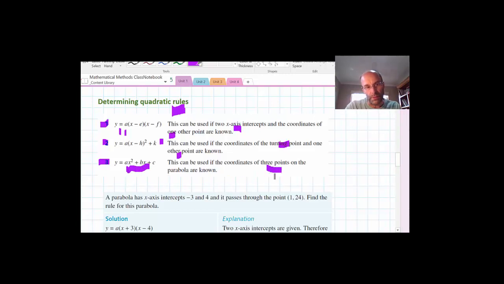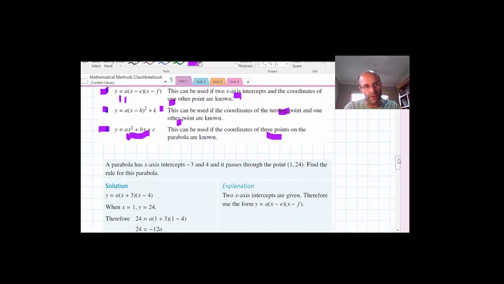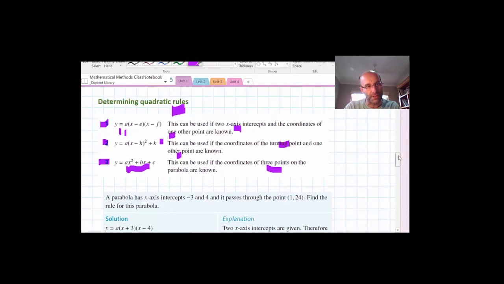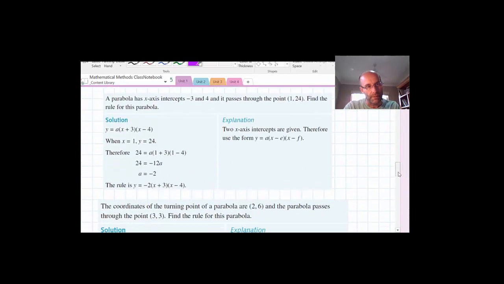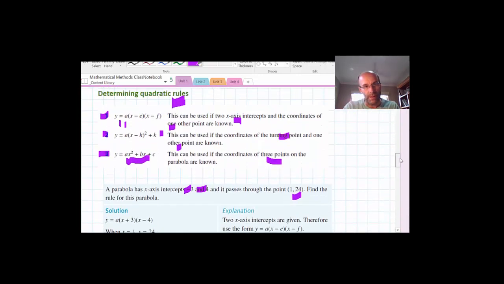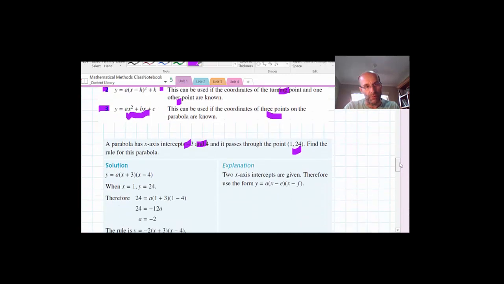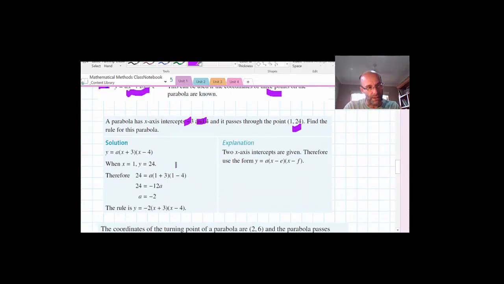This one here, again, a little bit more awkward than the others, the polynomial form. You need 3 points. So very quickly I'm going to show you those in action. That was an important summary there, so make sure you've copied that down. Moving on, so this one here, you've got your x-intercepts and a given point. So basically you're going to use number 1 from up here. We've got 2 x-intercepts and one other point, and you can see that we are basically subbing in the knowns given from the question.